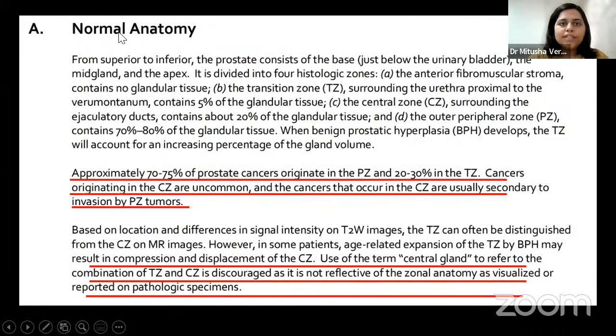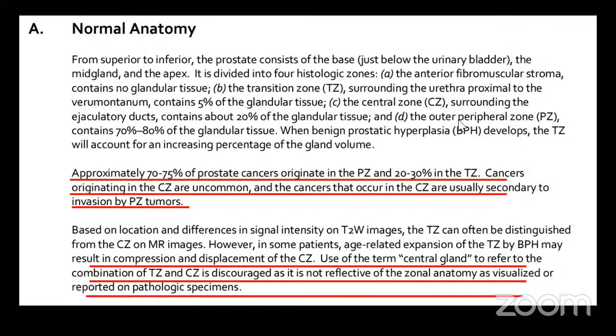So again, from the same PIRADS document, how they have described the anterior fibromuscular stroma, which contains no glandular tissue; the transition zone surrounding the urethra, proximal to the verumontanum, containing 5% of the glandular tissue; the central zone surrounding the ejaculatory duct, which contains around 20% of the glandular tissue; and the outer peripheral zone that has 70 to 80% of the glandular tissue.